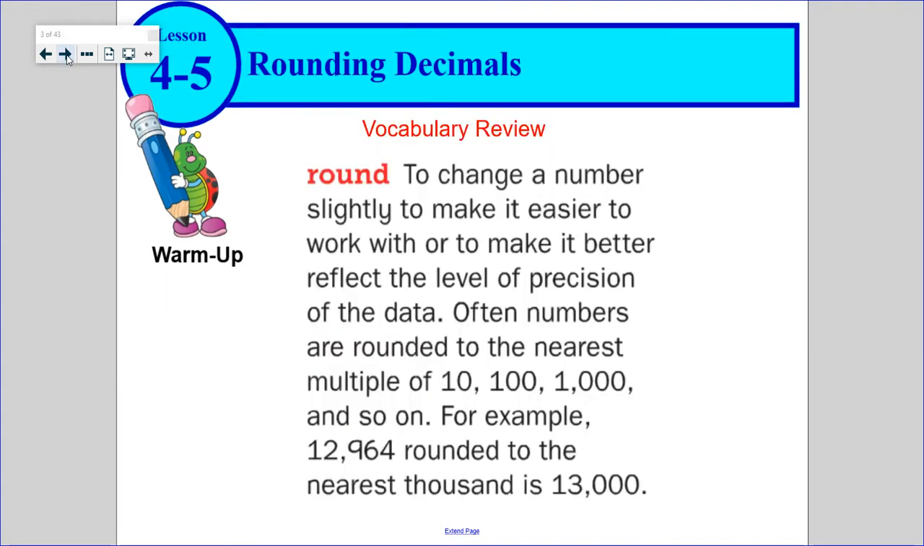Our vocabulary review is the word round. To round is to change a number slightly to make it easier to work with or to make it better reflect the level of precision of the data. Often numbers are rounded to the nearest multiple of 10, 100, 1000, and so on. For example, 12,964 could be rounded to the nearest thousand as 13,000.